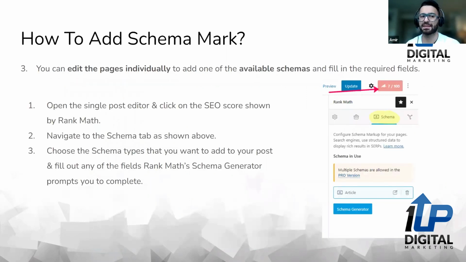We can also add schemas to individual pages. We can edit each page individually and add one of the available schemas to that page and fill in the required fields. So in order to do that, we would edit a page or a post, and we would go to the Rank Math section. From the Rank Math section, we would navigate to the schema tab that's highlighted in yellow for you. And we would choose the schema type that we want to add to our post.